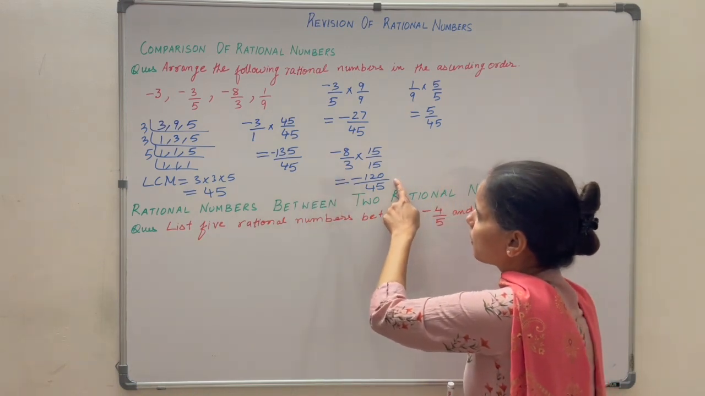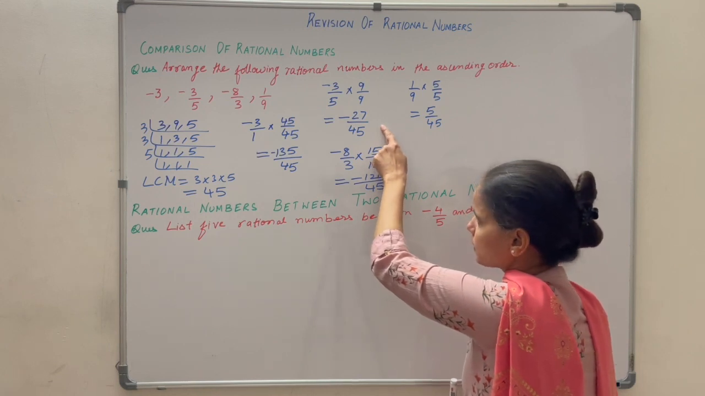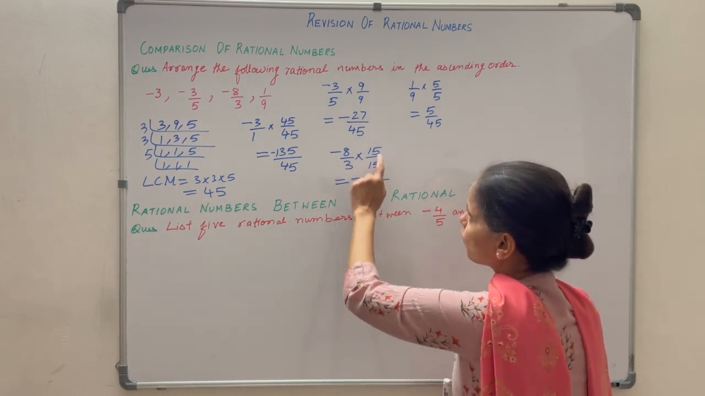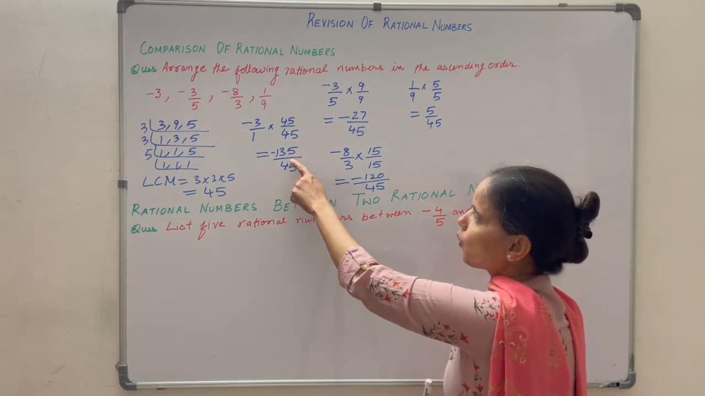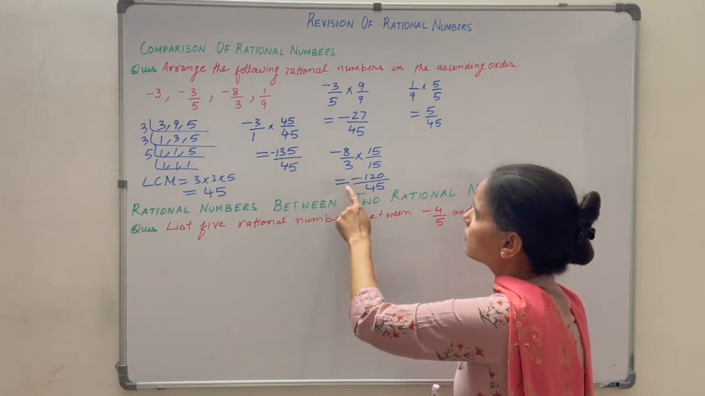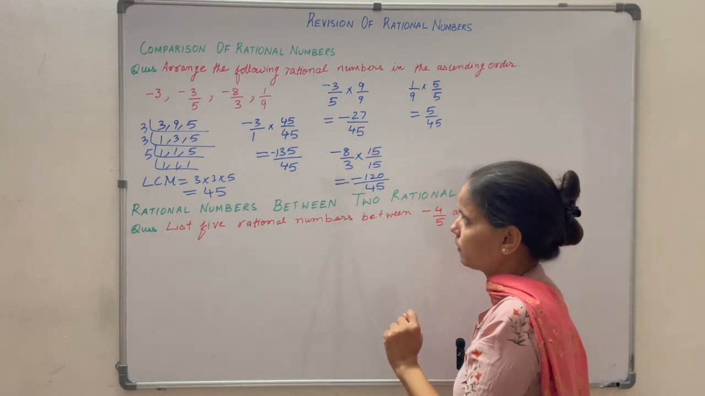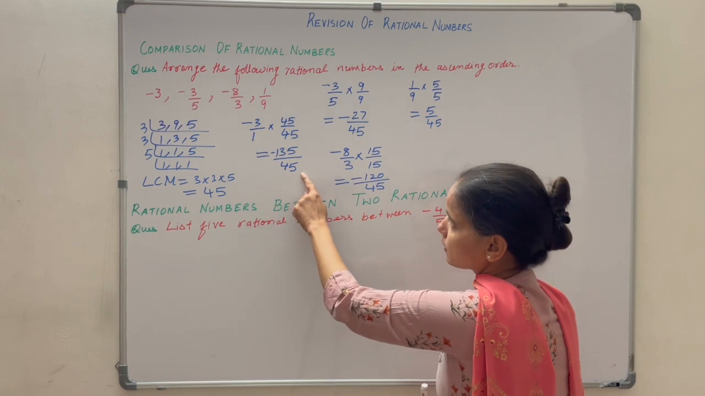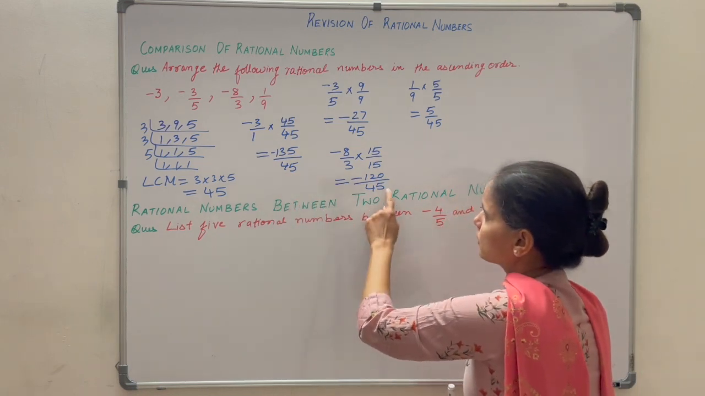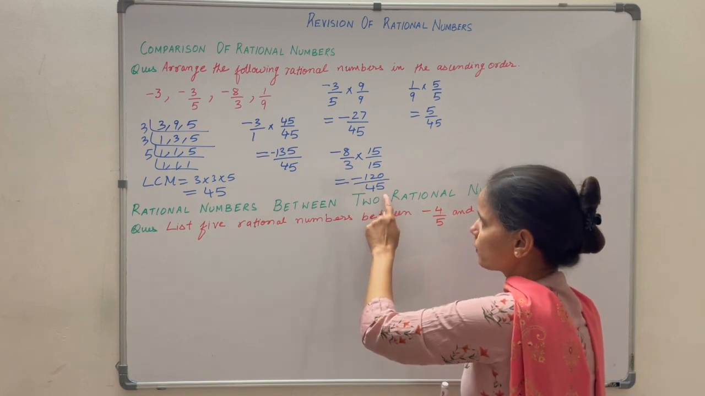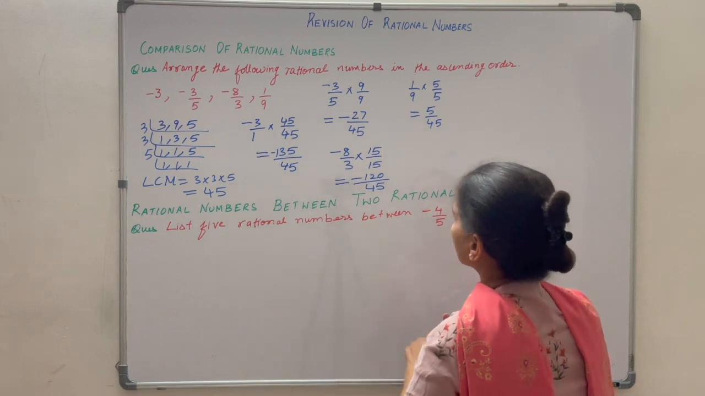Here the numerator is minus 120 and here the numerator is minus 27. So which one out of all these three is the smallest number? Minus 135, then minus 120, and then minus 27. So minus 135 upon 45 is the smallest rational number. Then you have minus 120 upon 45, the next greater number, and then you have minus 27 upon 45.